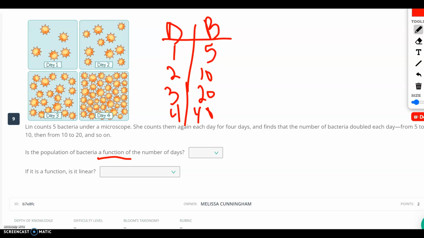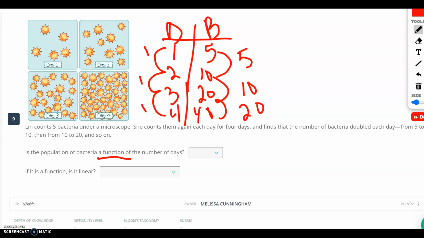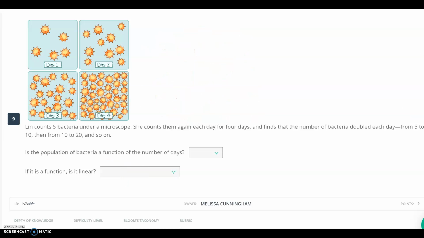Again, we have to look at what's happening. Here, you'll notice it's changing every time by 1. If I look here, it went up 5. Here, it went up 10. Here, it went up 20. Difference of the y divided by the difference of the x. 5 divided by 1 is 5. 10 divided by 1 is 10. Did it have a constant rate of change? No, it did not. So is this function linear? No, it did not have a constant rate of change.